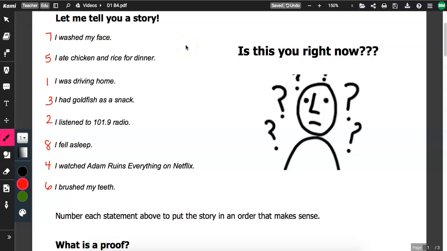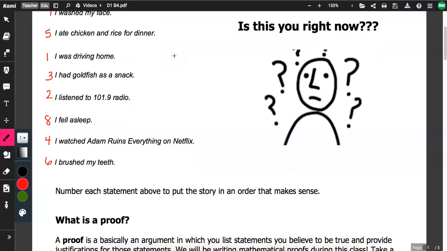All right, so here's how I ordered the story. Instead of what I told you before, I was driving home. I listened to 101.9 radio. I had goldfish as a snack. Then I watched Adam Ruins Everything on Netflix. I ate chicken and rice for dinner. I brushed my teeth. I washed my face. And I fell asleep. Now that sequence makes a lot more sense. You can see how each step leads into the next step. It does not make sense that I fell asleep before I even watched the TV show, right? So that's kind of the basis of proofs.